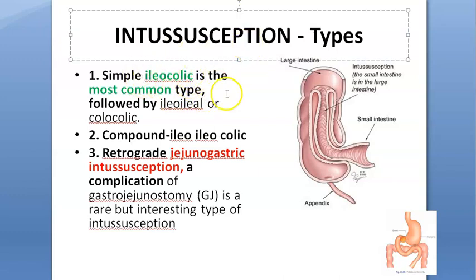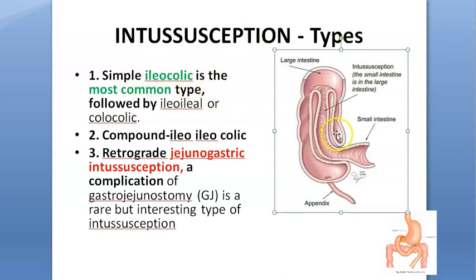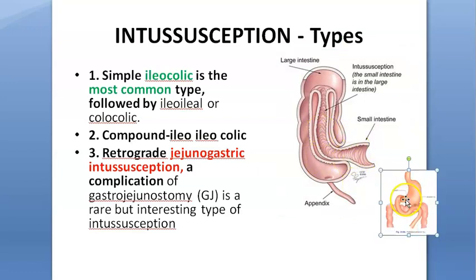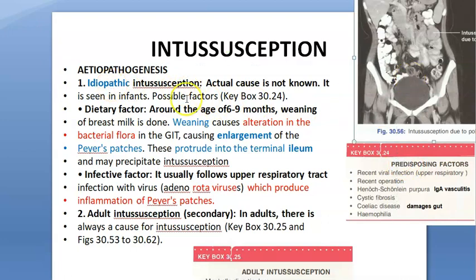Anyways, the types of intussusception: ileocolic is the most common. Then you have ileoileal, followed by colocolic. Then you have compound ileocolic, and then you have retrograde, like in a gastrojejunostomy, you can have jejunogastric intussusception.